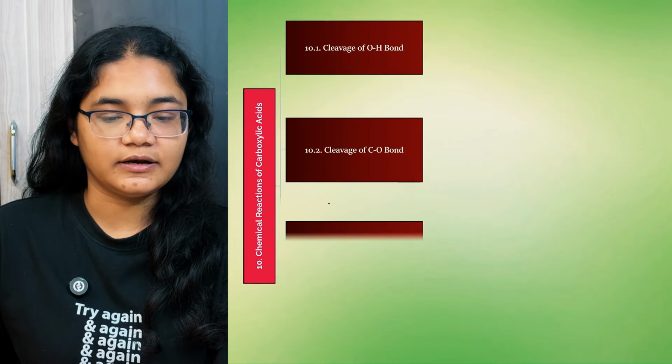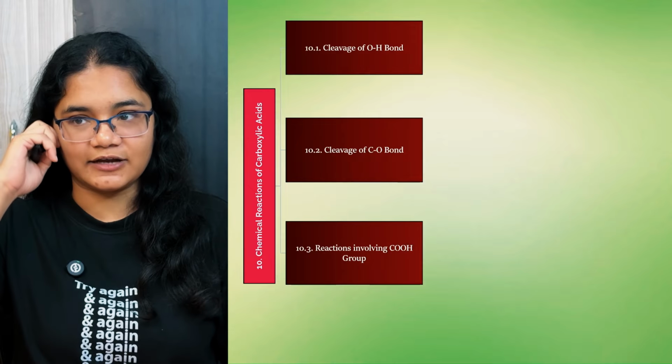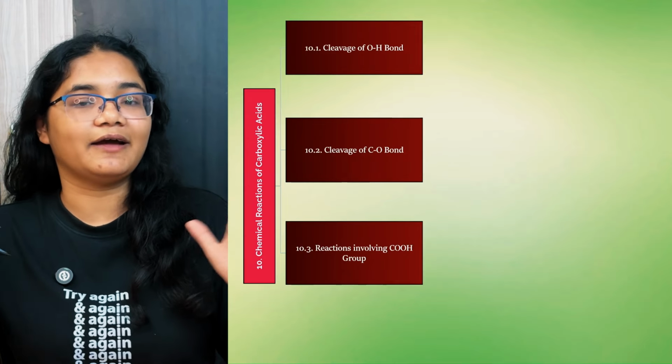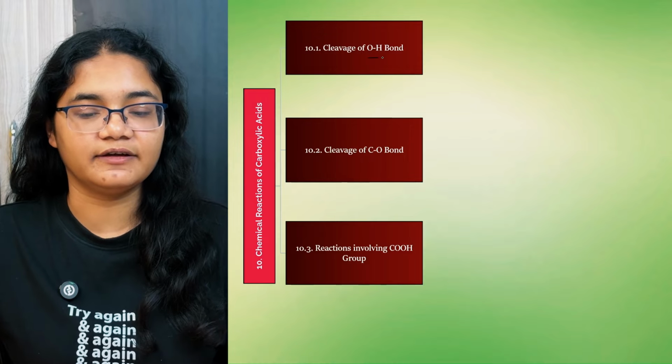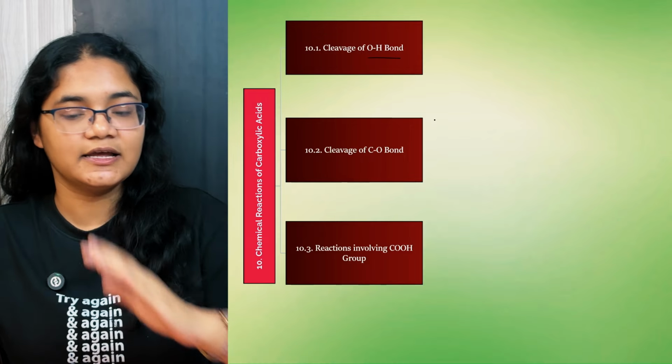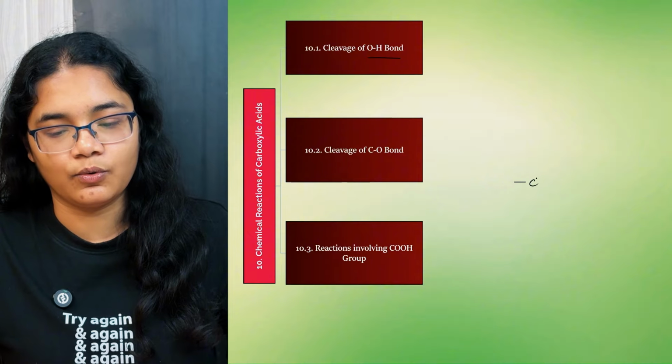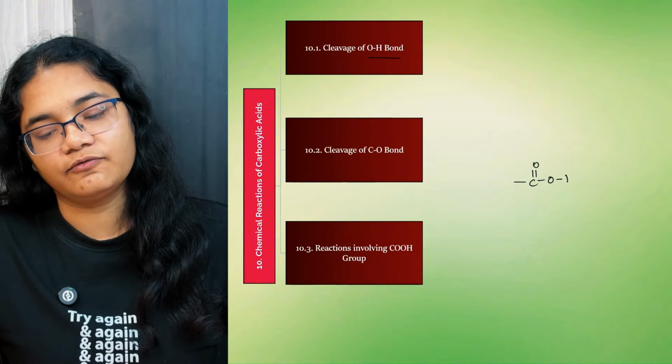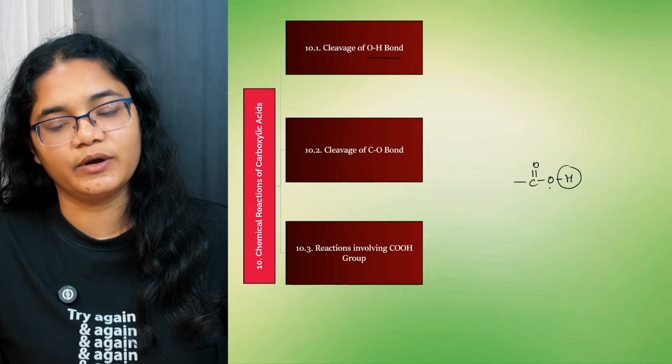Now we will talk about the reactions. The reactions of carboxylic acid can be divided into three parts. The first one is the cleavage of the O-H bond. If I just draw, this is my COOH group. So the first category is those reactions where this O-H bond will break.